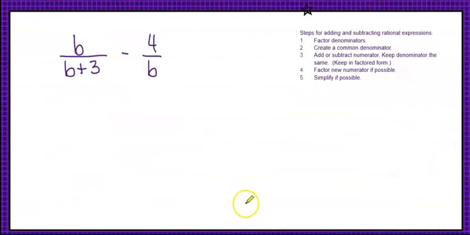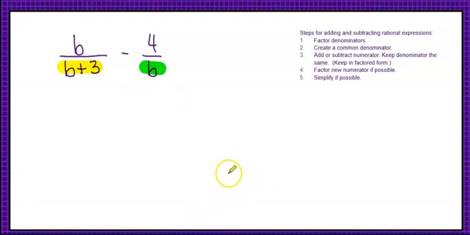Here we have another subtraction problem where we have different denominators. Step one, we cannot factor the denominators. They're already in simplest form. They're already factored. So create a common denominator. Well, what do I have? I have a b plus 3 and I have a b.